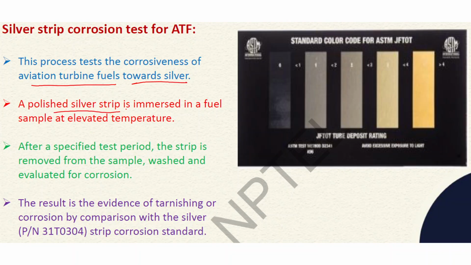Similarly, a polished silver strip is immersed into the fuel at an elevated temperature. It is kept there for some time, and after a specified test period, the strip is removed from the sample, washed, and evaluated for corrosion. It is matched with these strip colors to determine the amount of corrosion that an aviation turbine fuel will cause to a silver strip.